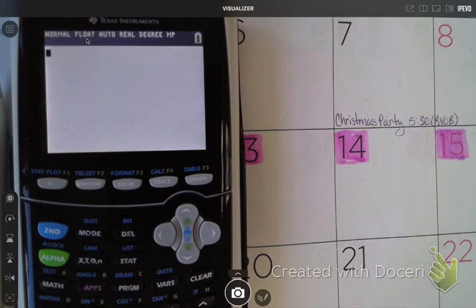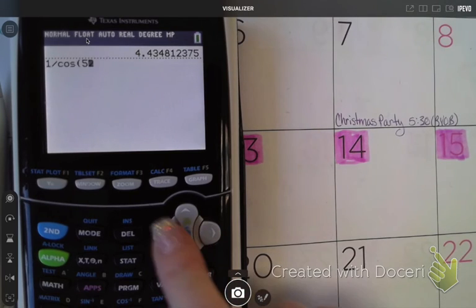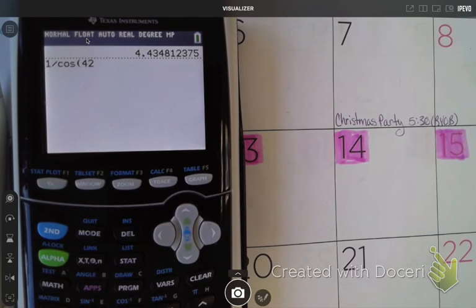Cosine. So I'm going to have to do 1 divided by cosine, right? 1 divided by cosine, and it was 42. Do you guys remember how to get degrees and minutes? Do you remember how to get the minutes? Second app, so they get the angle.